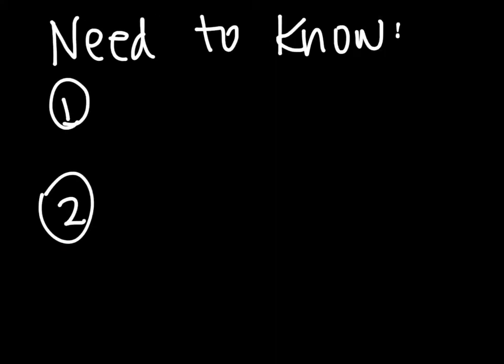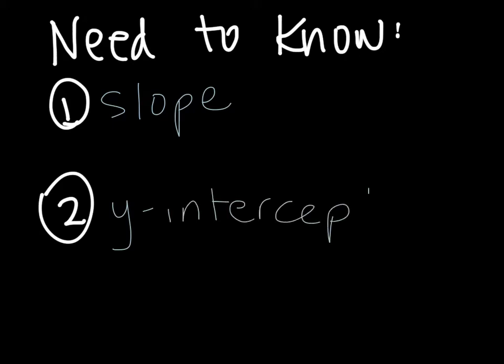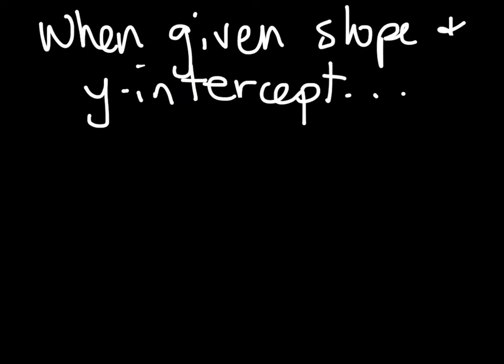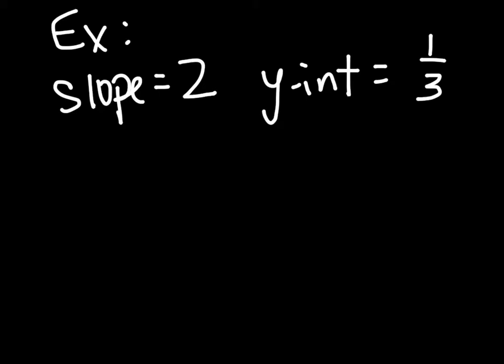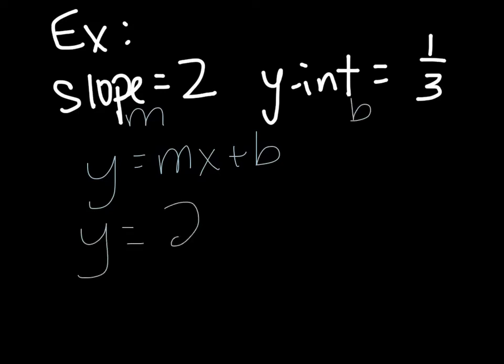All right, now if we're going to write an equation in slope-intercept form, there's two things that we need to know. Not too difficult. We need to know the slope and we need to know the y-intercept. If we're given the slope and the y-intercept, it's very simple. We just plug in the values for m and b. So an example, if we're given the slope is 2 of a line and the y-intercept is 1/3, we write our equation. Y equals mx plus b. Remember, slope is m, y-intercept is b. We plug it in. Y equals 2x plus 1/3.